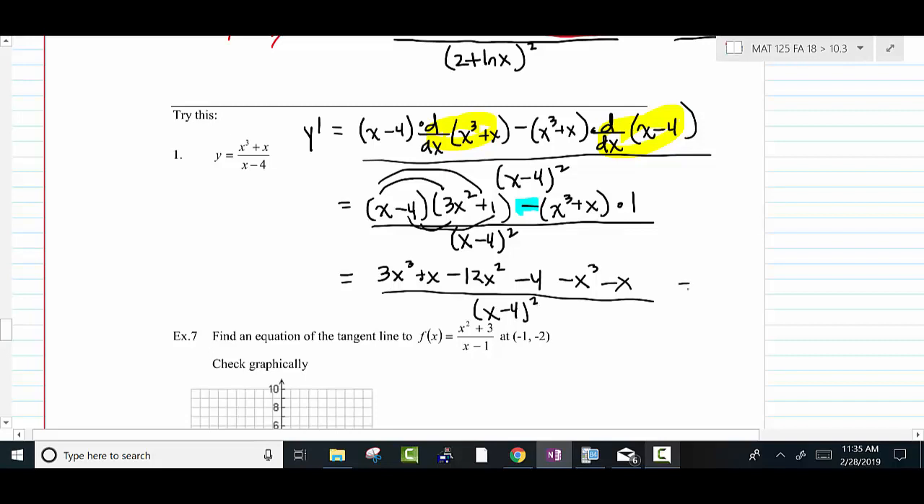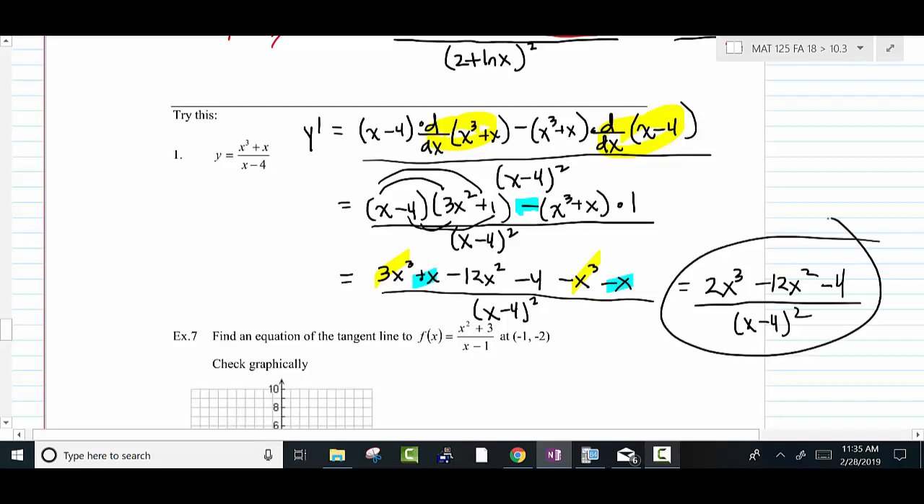If you got to that step, you probably got the right answer, unless you made an arithmetic mistake. The x to the thirds are like terms, so that will give 2x to the third. You should have that. And then the x's cross out. Then I have minus 12x to the second minus 4 over x minus 4 to the second. If you got that, that's a good answer. You can factor also. How many people got this? That's not too bad.